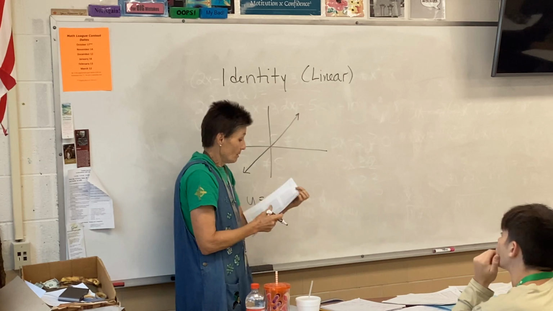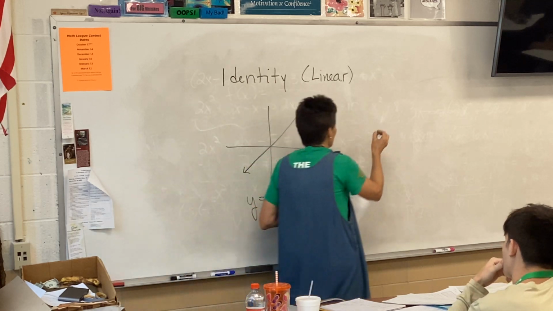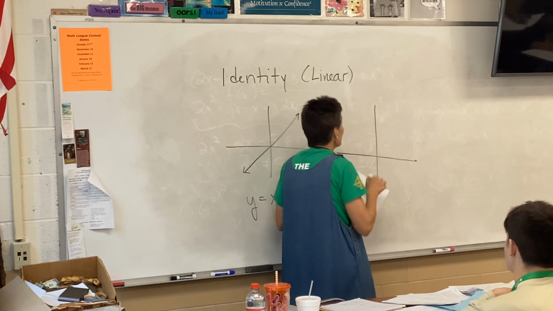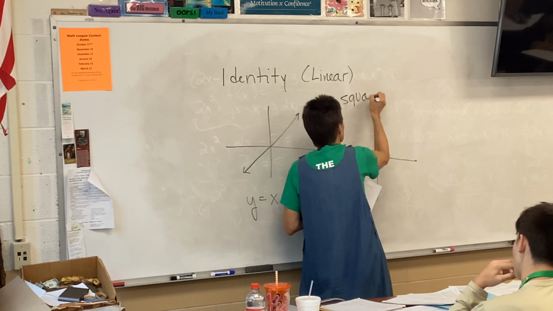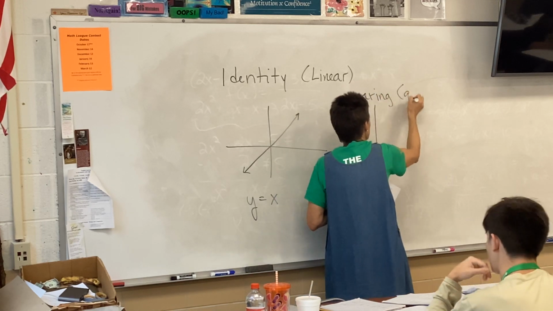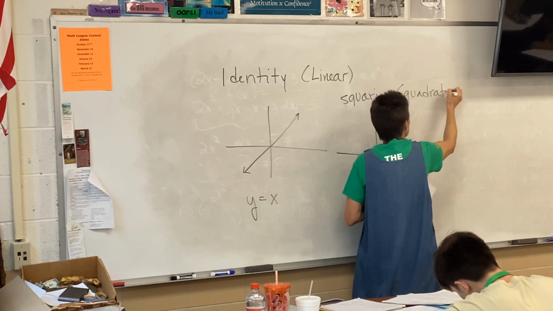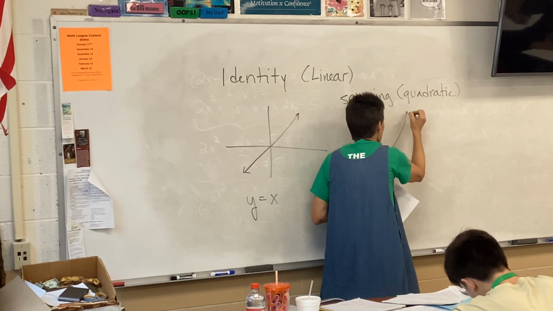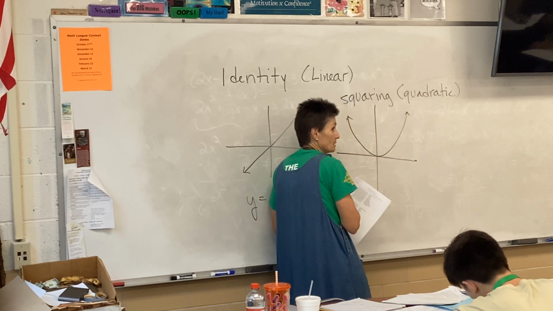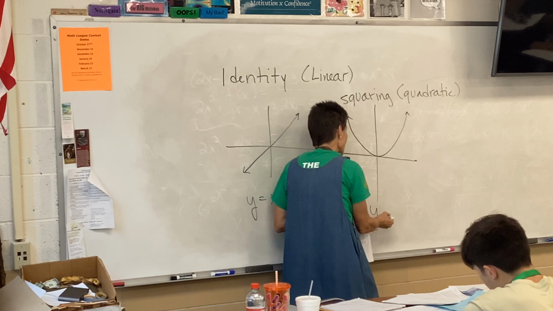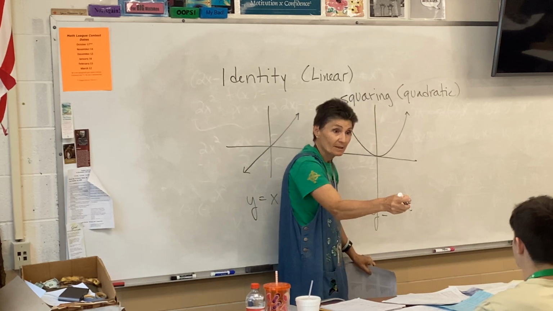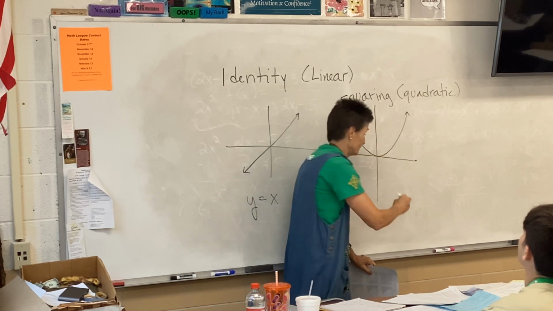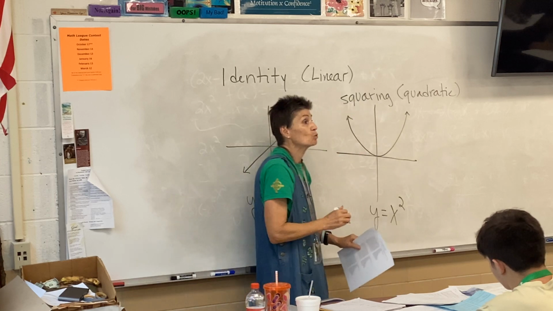Okay? What's the next one on the sheet? The next one on the sheet is called the squaring function. Now, the squaring function, you can also call the quadratic function if you want. The quadratic function is a parabola. And you want to take a wild guess what its equation is? Not y equals x. What's quadratic? X squared. Y equals x squared. It's called the squaring function.